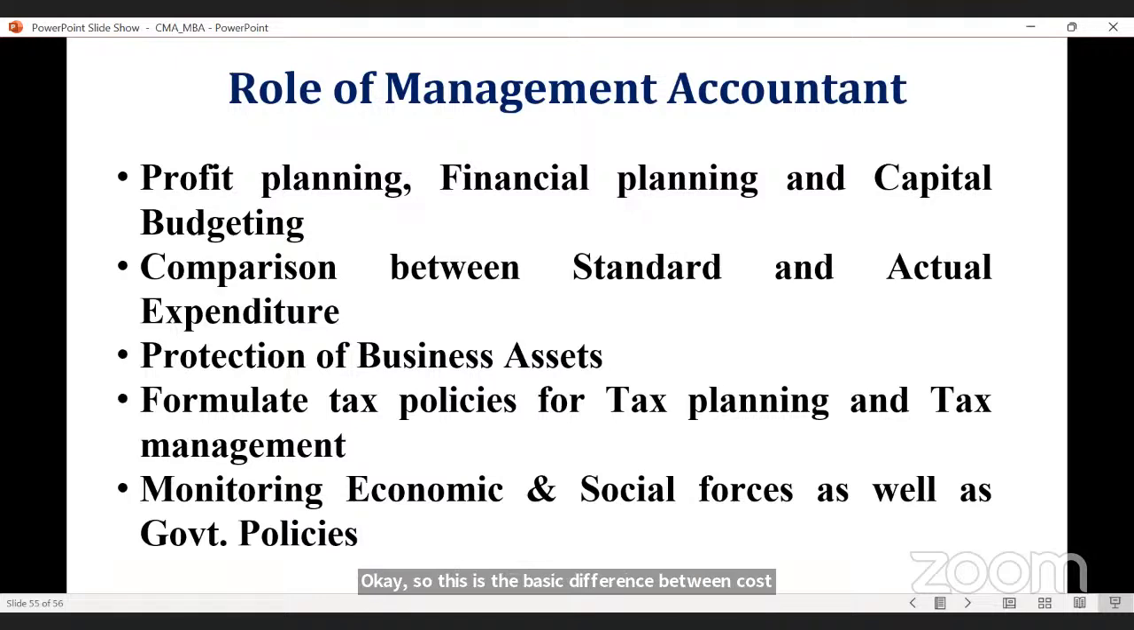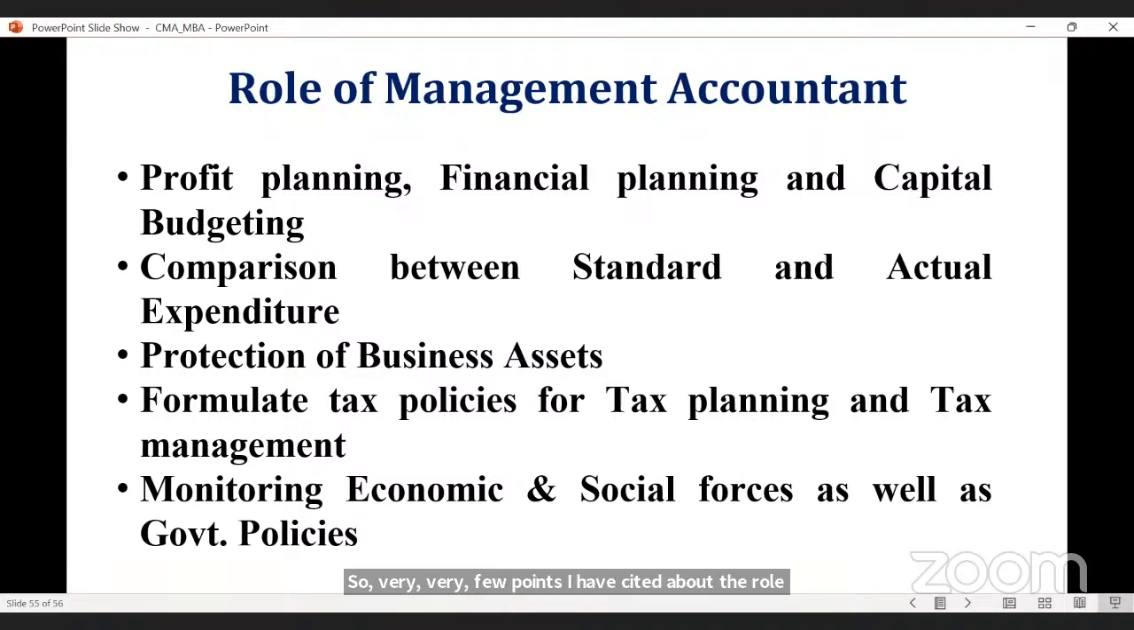So let us discuss the role of management accountant. Here I have mentioned only 5 points. Okay. But the list is exhaustive. Whenever we are talking about the management accountant, he can perform each and every activity of the business. Please remember. So very few points I have cited about the role of the management accountant.